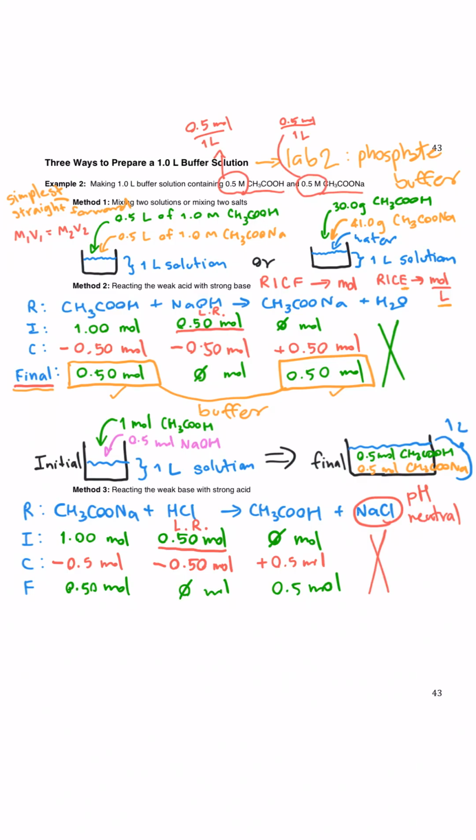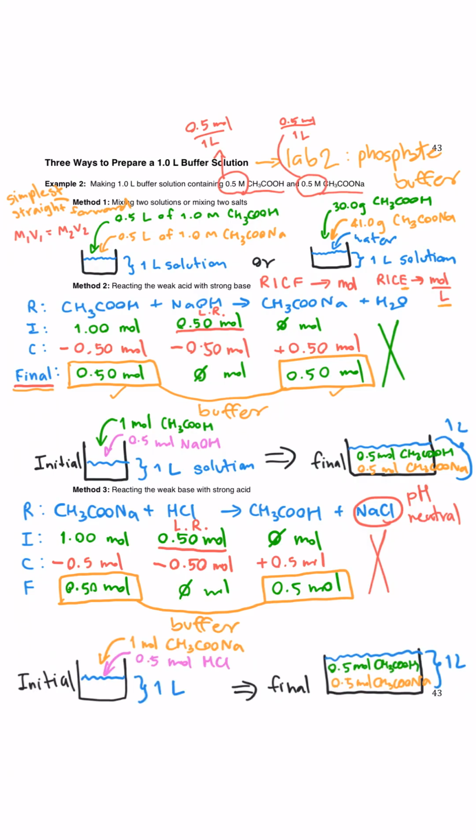And if you look at the final state, you see that at the end, the only species left in this solution would be sodium acetate and acetic acid. Again, because this solution contains a weak base and its conjugate acid, this solution would be considered a buffer solution.